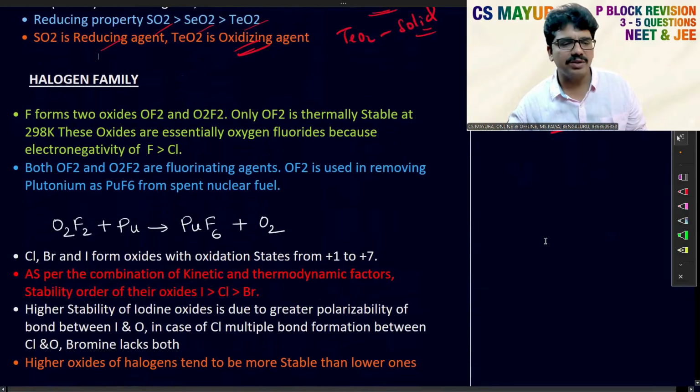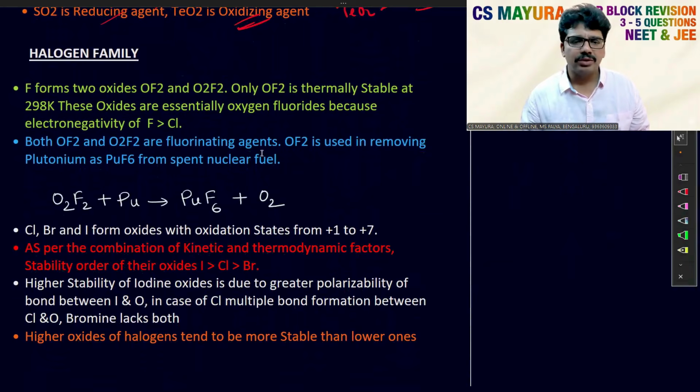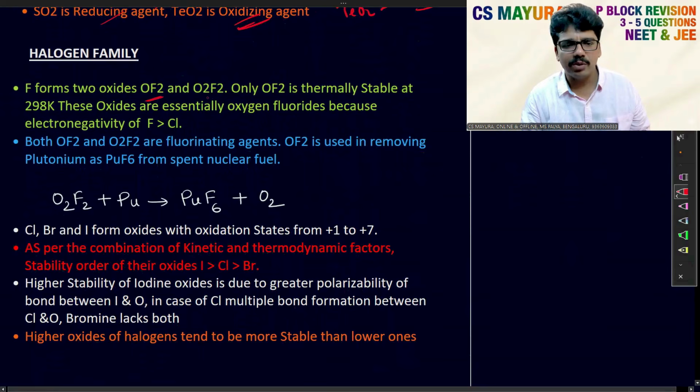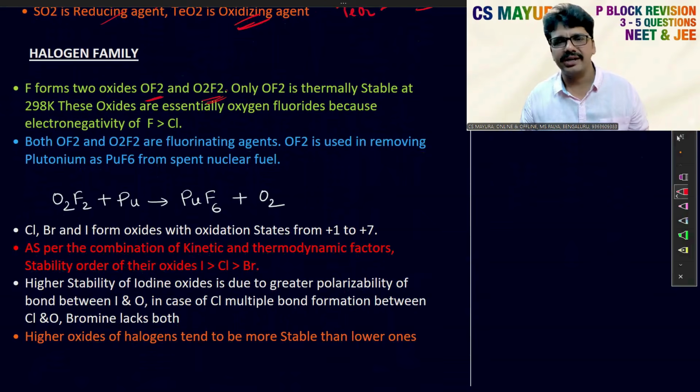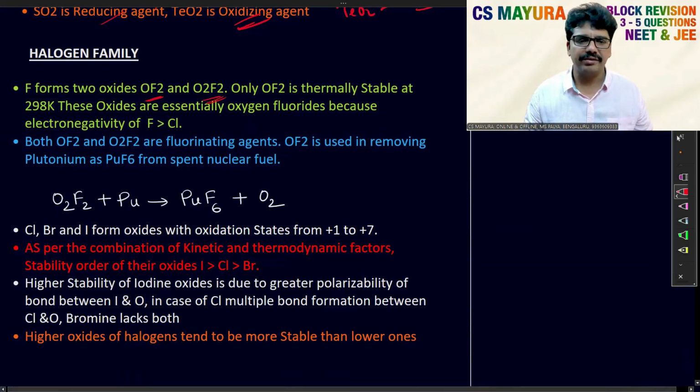Next, when it comes to the halogen family, when they are heated with oxygen, fluorine gives two compounds, OF2 and O2F2. We don't call OF2 and O2F2 oxides. We call them fluorides, because the name of the compound is based on electronegativity. Fluorine has higher electronegativity, so it is better to call them fluorides: oxygen difluoride and dioxygen difluoride.